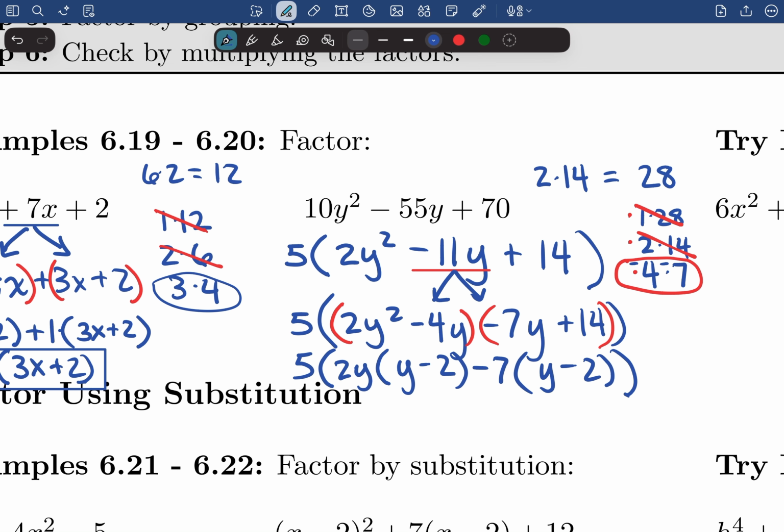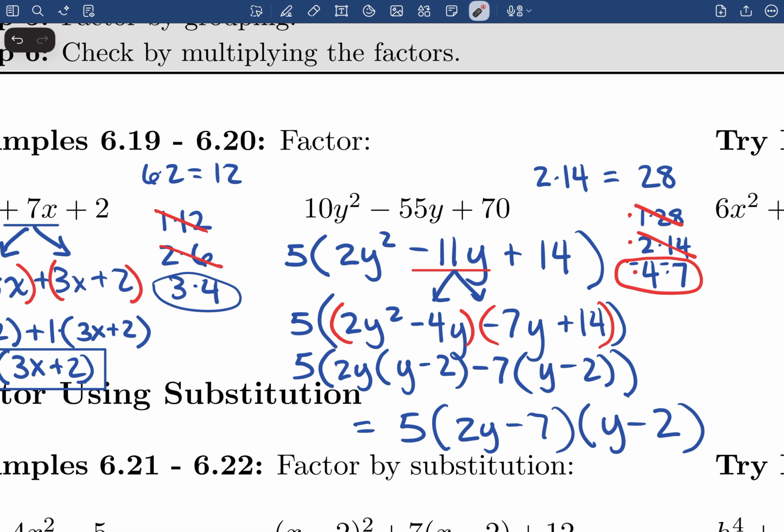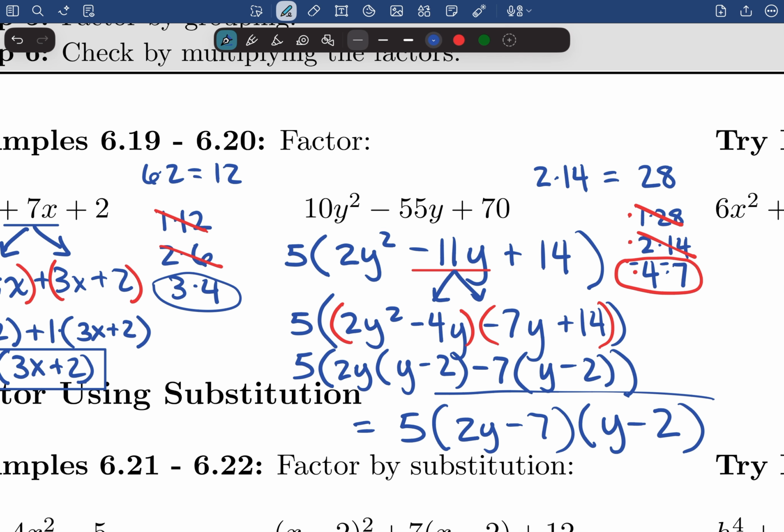And so to finish, I write the final result, 5 times 2y minus 7 times y minus 2. Explaining this, I take the GCFs of 2y and negative 7 and I put them in their own binomial. And then I take the y minus 2 matching binomial and I write it here. This is the same process as FOILing. First, outer, inner, last. Okay, so it's the same thing. And we have factored completely.